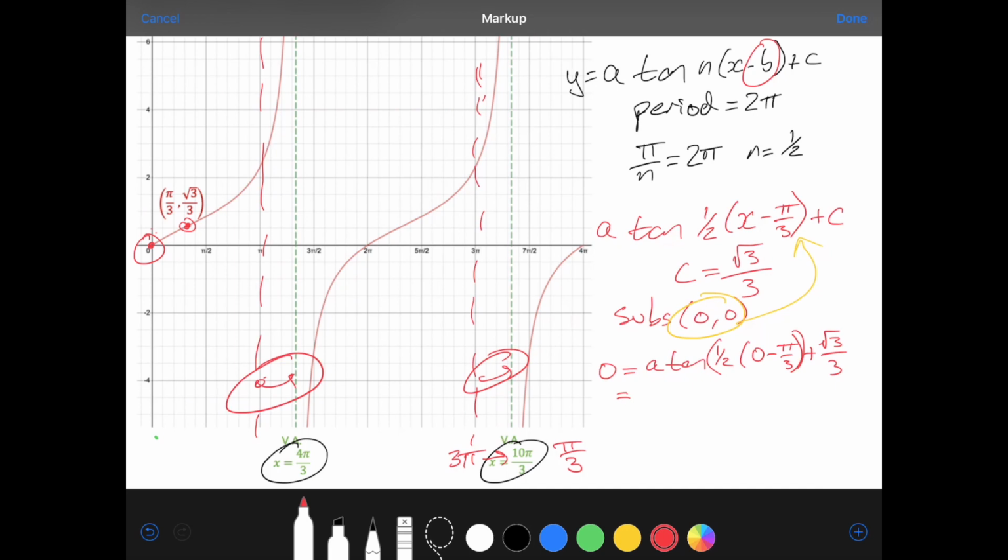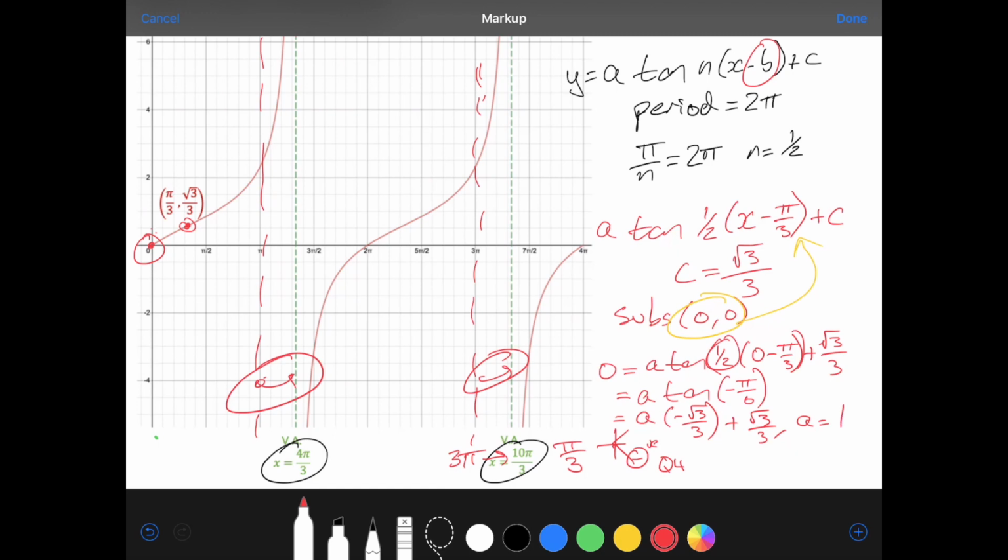So from here we need to work out what tan of a half times negative pi on 3 is. We need to get our order of operations correct here. That's negative pi on 3, but we're halving it, so we need to work out what tan of negative pi on 6 is. Negative pi on 6 is down there. That gives us a base angle of pi on 6. And so that's negative in quadrant 4. So this is going to be A lots of negative root 3 on 3 plus root 3 on 3. We're solving that for 0, so thus A is equal to 1.